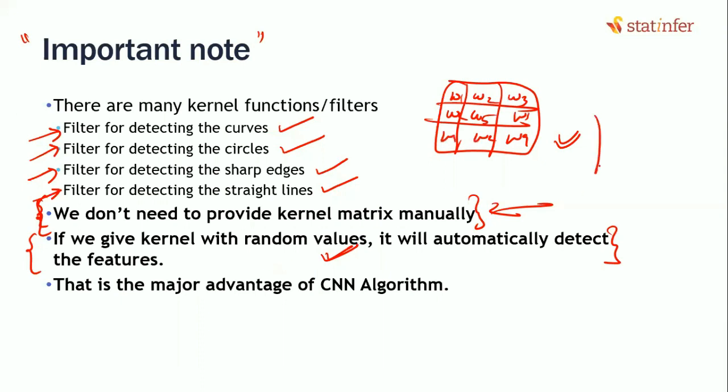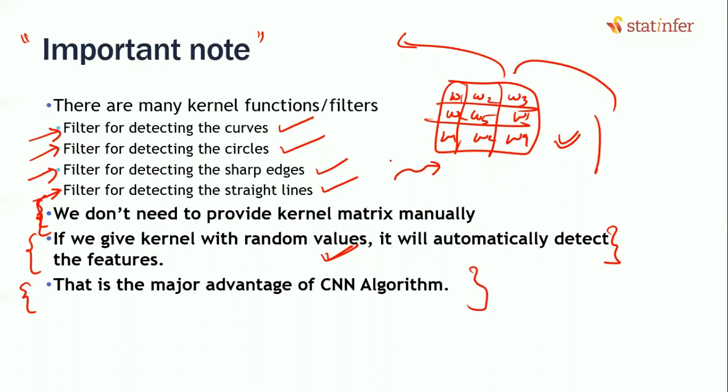I don't know whether straight lines exist or not. If the images have straight lines, then one of the kernel matrices will end up like a straight line detection filter. We have to give a sufficient number of filters or kernel matrices with just simply random values. The major advantage of the CNN algorithm is you just start with the random values, based on the features that are there in your whole image.